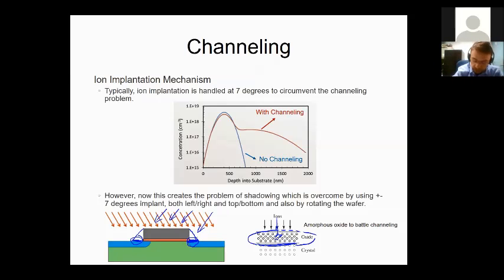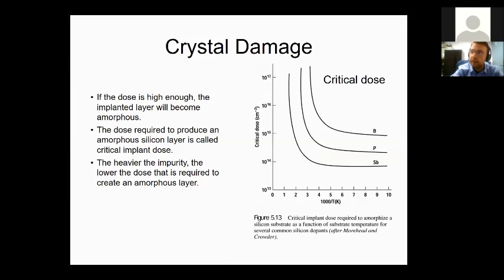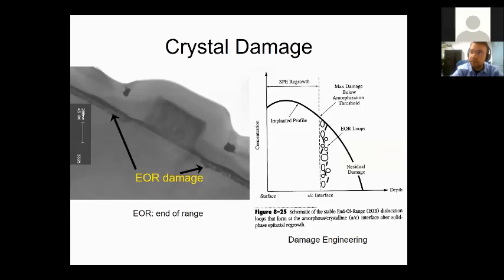So it will prohibit the channeling likelihood a lot. Or, as I was saying, people apply a certain dose and they try to understand, like with different ions, like you can see here, how much of a dose is needed at what temperature to actually make the surface amorphous intentionally, so that this channeling will be minimal.